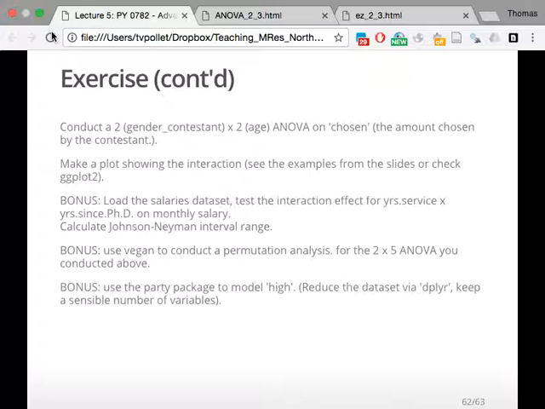After playing with the Chase data, we go back to the salaries data and test the interaction effect for years of service and years since PhD on monthly salary. You've used that data set before, and I would like you to calculate the Johnson-Neyman interval range for that. And if you want, you can also conduct a permutation analysis for the 2 by 5 ANOVA, which I've done, and then build a tree, which I haven't gone into detail on, but I'll talk to you about it in the screencast. I'll make a screencast where I talk about all the slides with graphs on them.